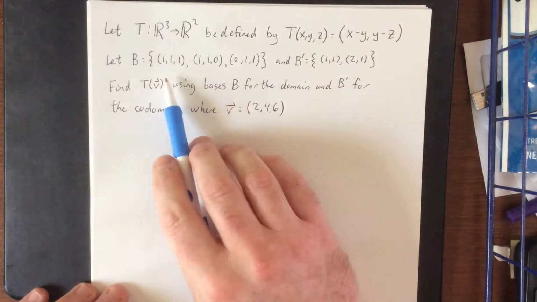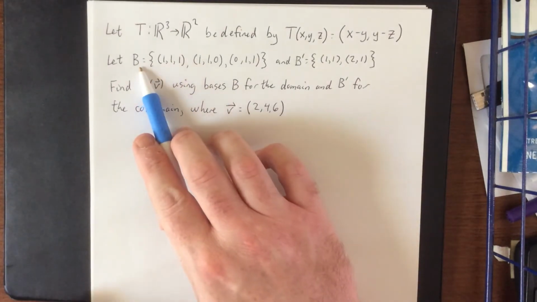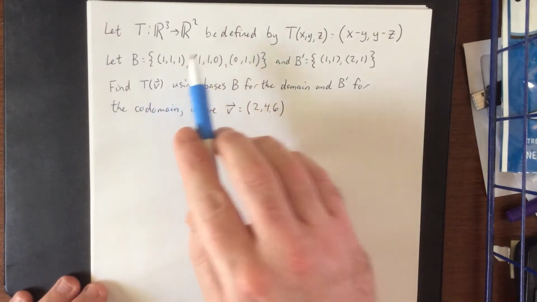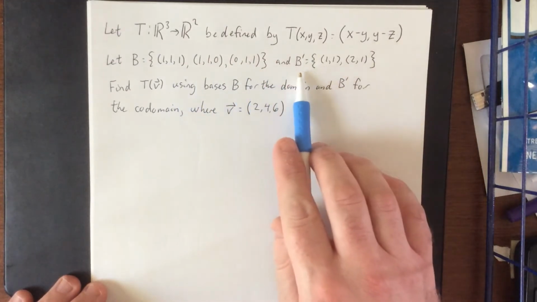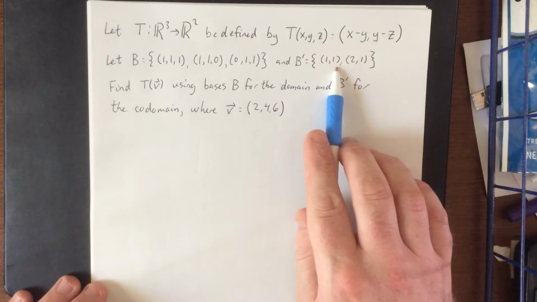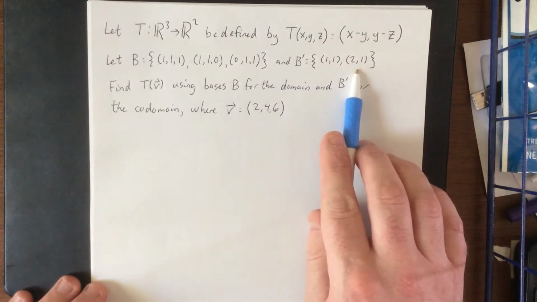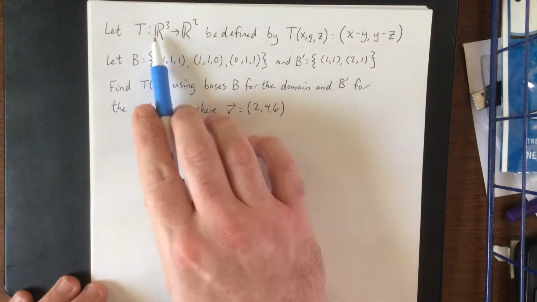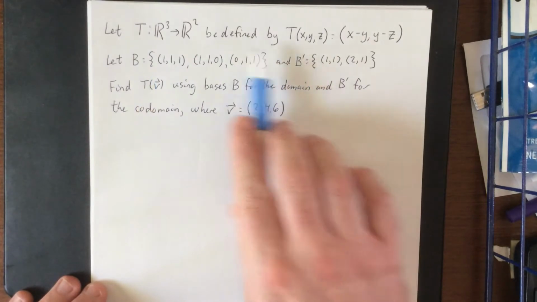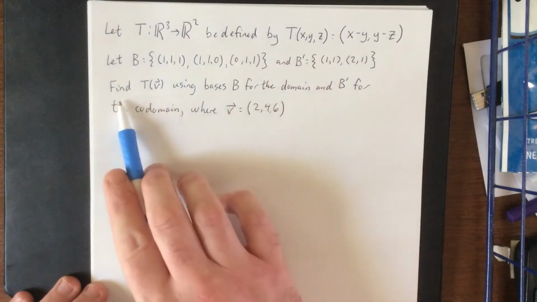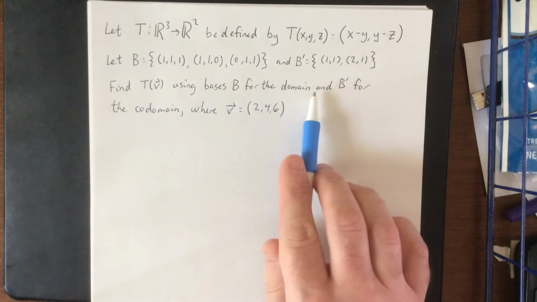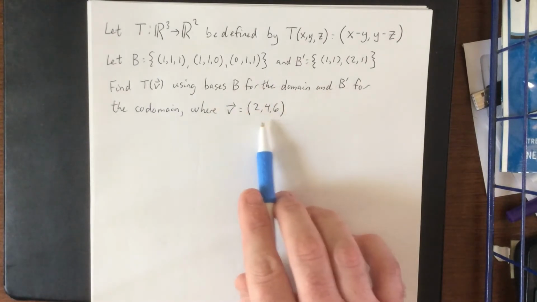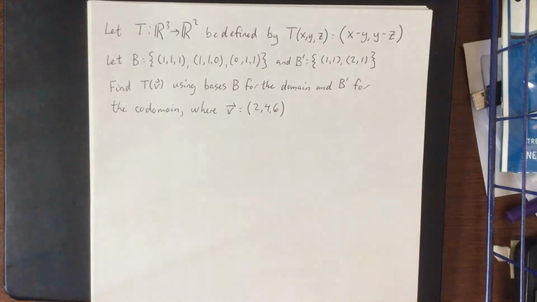We're going to let our two non-standard bases be basis B, which is (1, 1, 1), (1, 1, 0), and (0, 1, 1). And B prime is going to be (1, 1) and (2, 1). So basis B is for the domain, and basis B prime is for the codomain. We're going to find the image of a vector using these non-standard bases, where the vector in question is going to be (2, 4, 6).